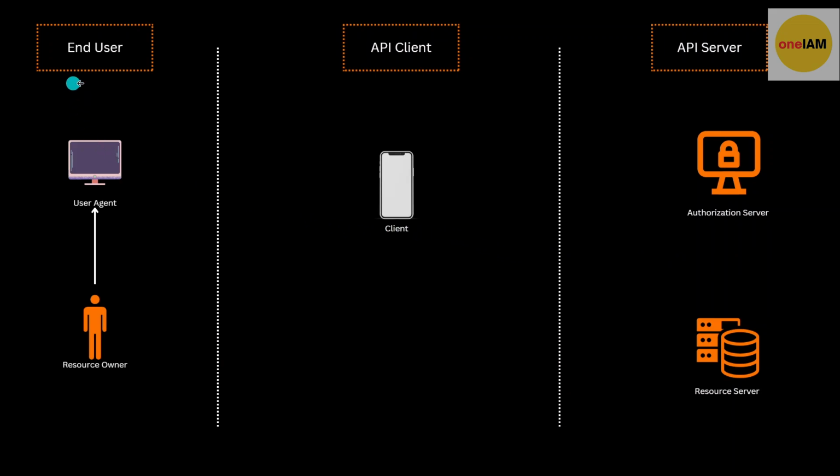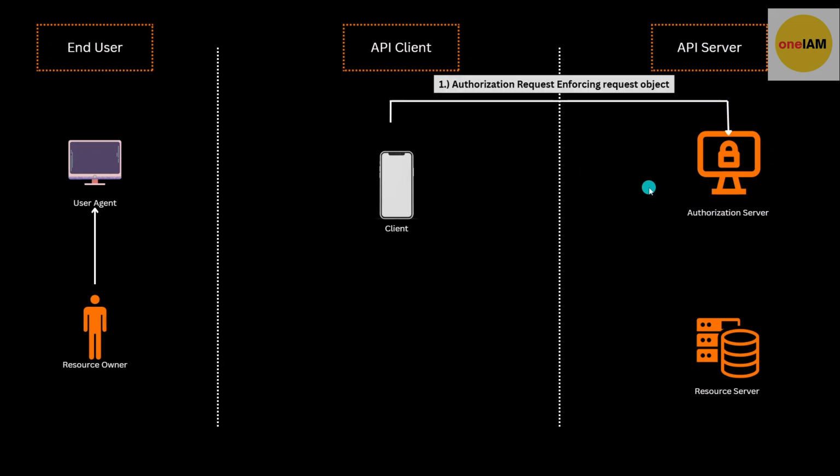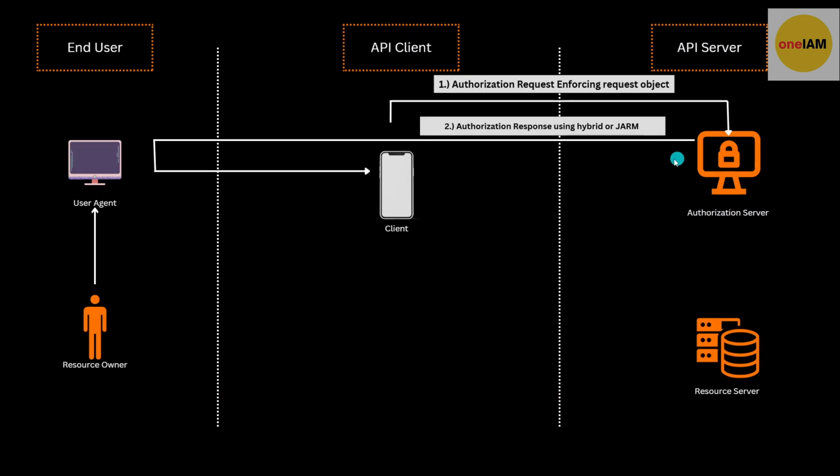So we have our usual setup. We have the end user, the API client, and the API server. First we are going to make an authorization request to the authorization server, enforcing a request object. When we enforce the request object, it protects the integrity of our authorization request. Then the authorization server is going to send us an authorization response using the hybrid or JARM method. By using the hybrid or JARM method, it is going to protect the integrity of the authorization response as well.